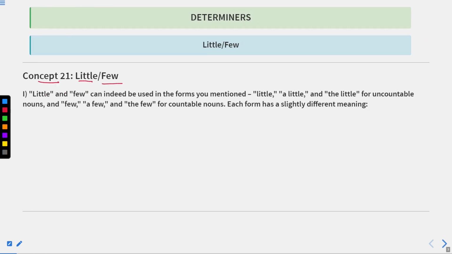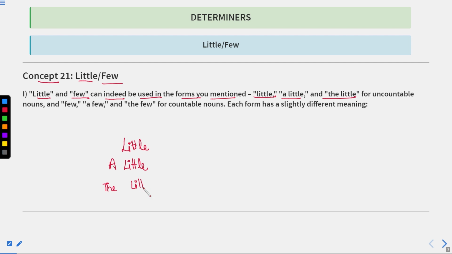This is little and few. Little and few can be used in the forms that is little, a little, and the little. When we talk about little, it does not mean only little, but it means little, then a little, or the variations of this word or determiner little, and then the little.